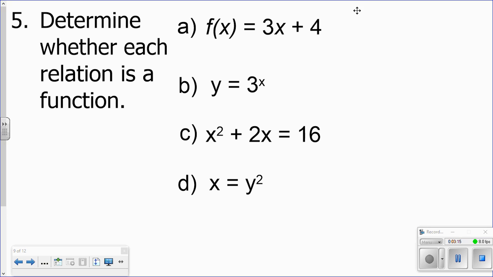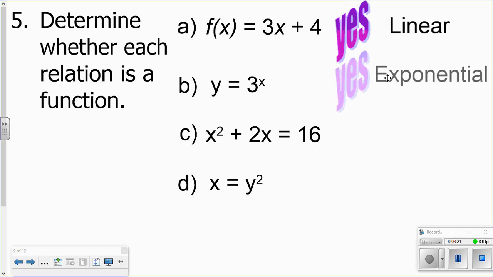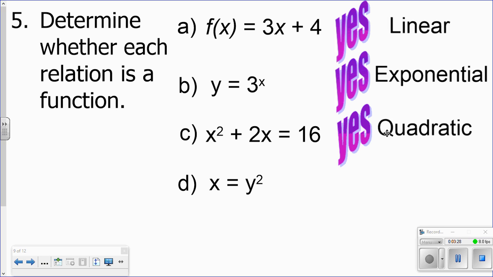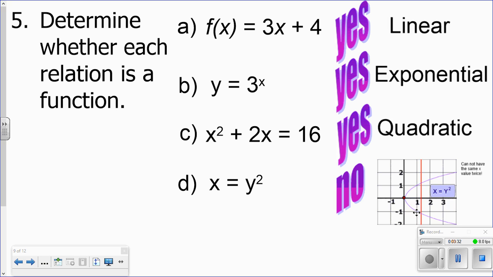Looking at these equations, this first one is linear, so it is a function. The second one is exponential, so it's also a function. The third one is quadratic, it's a function. But this last one, see the shape of this last graph? So that is not a function.